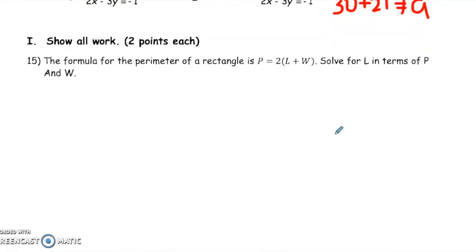All right, the formula for the perimeter of a rectangle is this. Solve for L. So you might choose to distribute first. P is equal to 2L plus 2W. We're still solving for L. So you're going to scooch over that 2W.